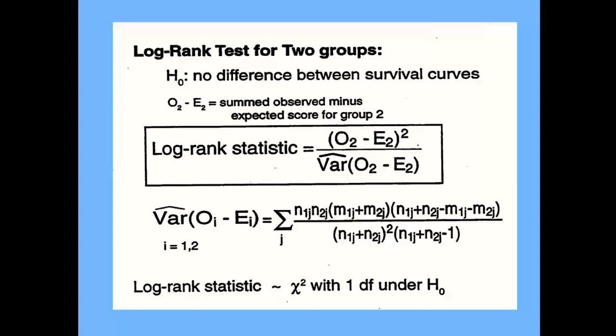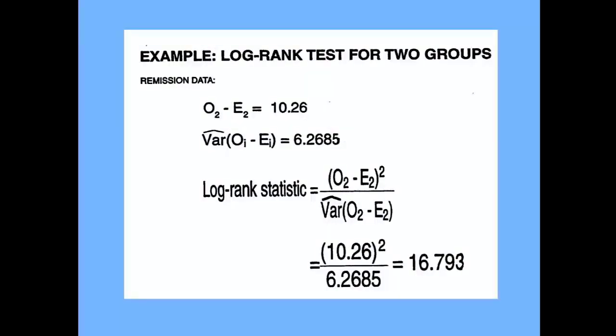But anyhow, I computed and I get 10.26, which is that O minus E for the second group squared, and it turns out the variance, whatever that thing is computed, is 6.2. I divide one by the other, it's 16.793. It's a chi-square statistic with 1 degree of freedom. Is that significant? What's the critical point, the cut point if you were doing a 5% test?